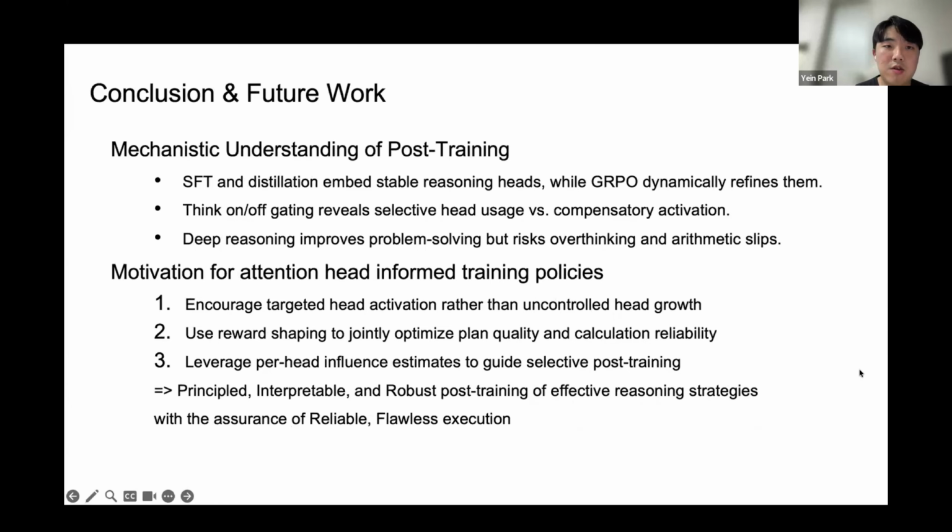And our conclusion and future work is here: mechanistic understanding of post-training.